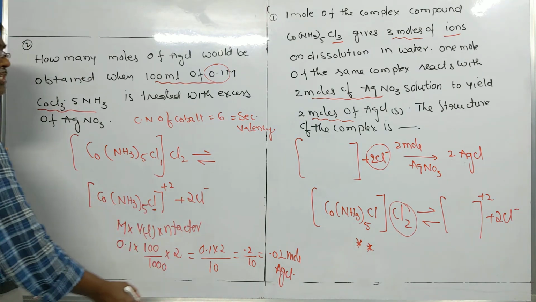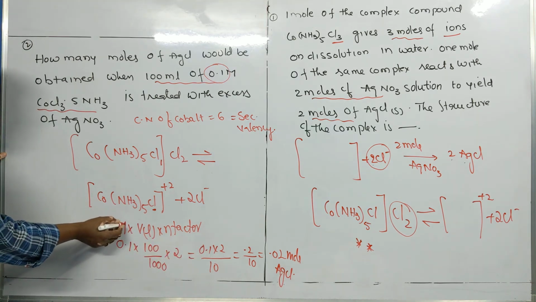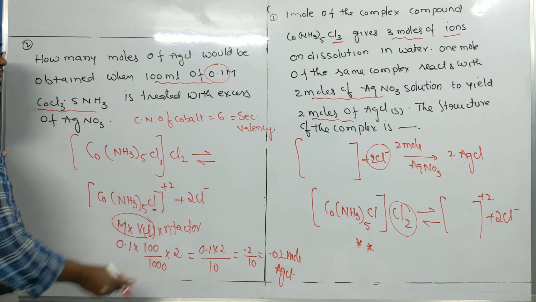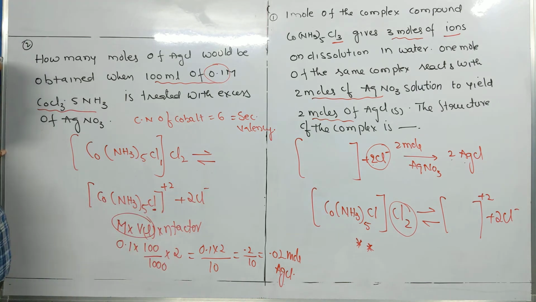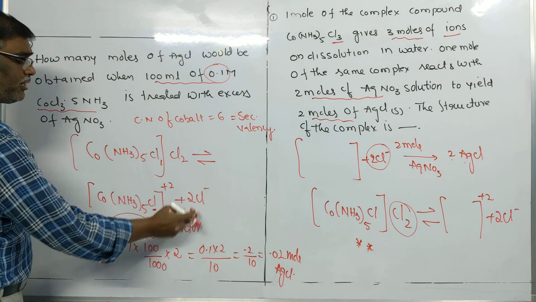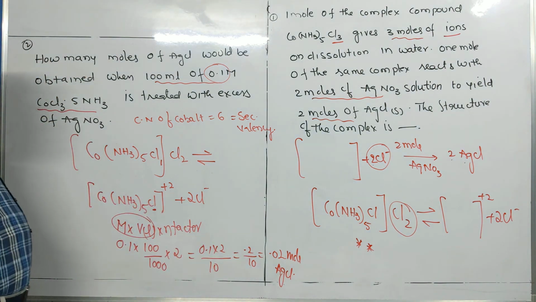Now the number of moles of AgCl formed is calculated by the formula molarity into volume, which gives the number of moles, into N factor. That means how many chlorides are ionizing? 2. So 0.1 into 100 by 1000 into N factor 2 gives the moles of AgCl formed. Thank you.